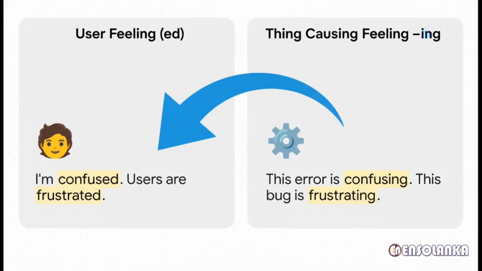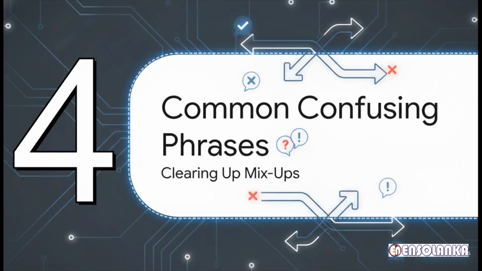And speaking of adjectives, let's finally clear up that classic confusion between using ed and ing. The rule is actually simple. Use ed for the person's feeling. I'm confused or users are frustrated. And you use ing for the thing that's causing the feeling. This error is confusing or this bug is frustrating. Excellent.